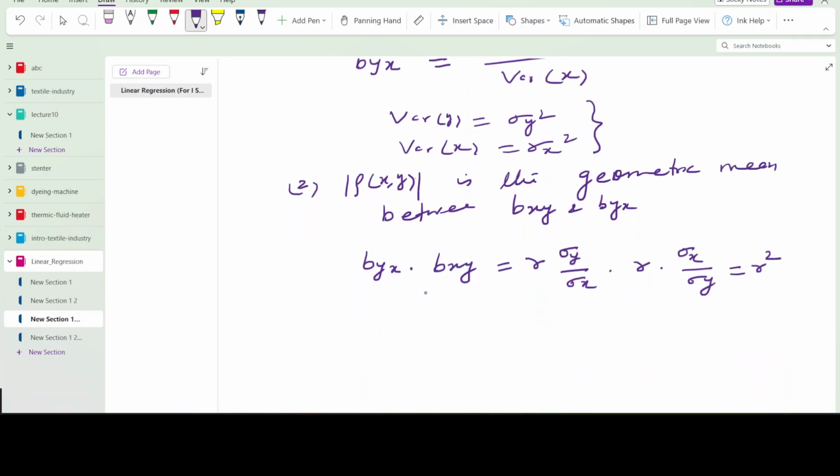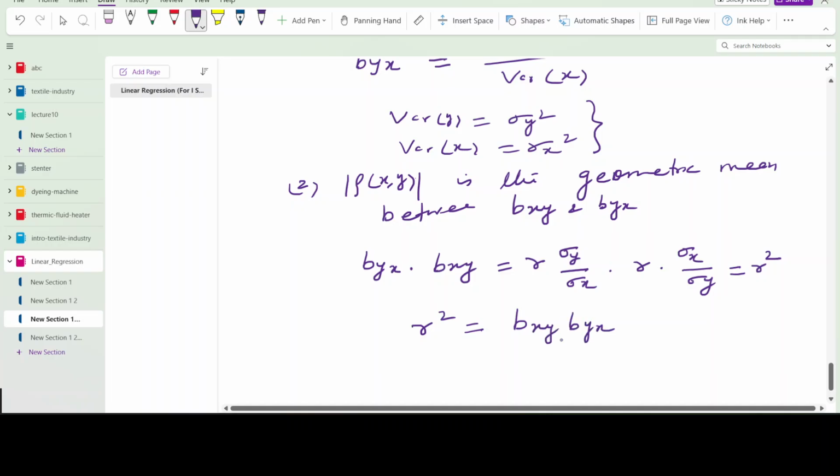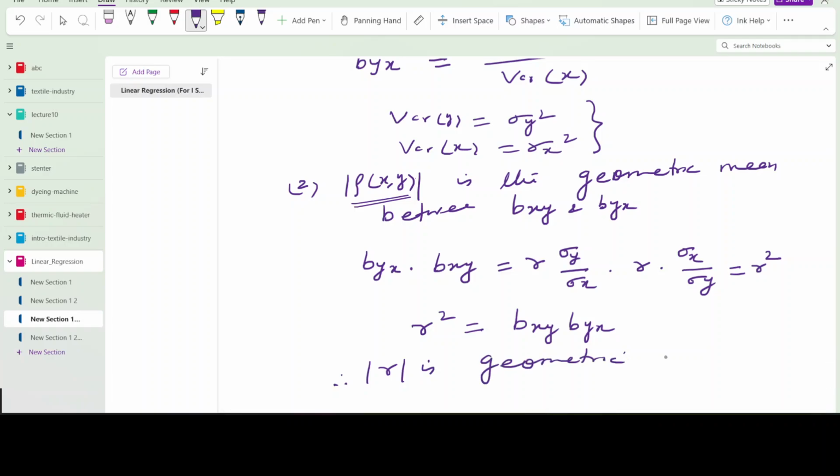So from this you can say that bxy and byx have the geometric mean for the correlation. So mod r is the geometric mean between bxy and byx.